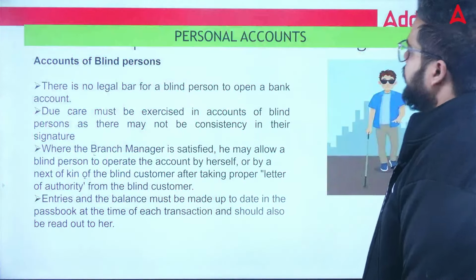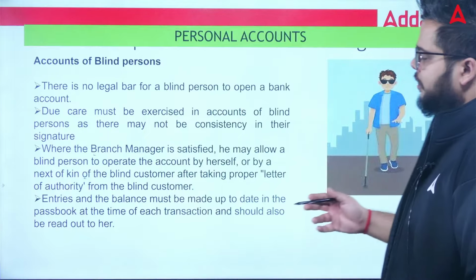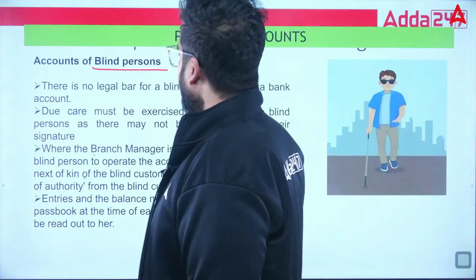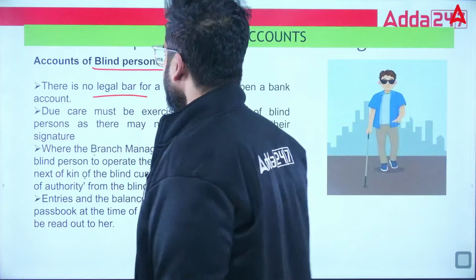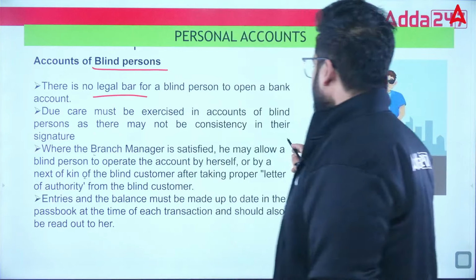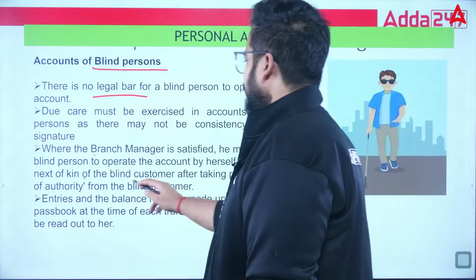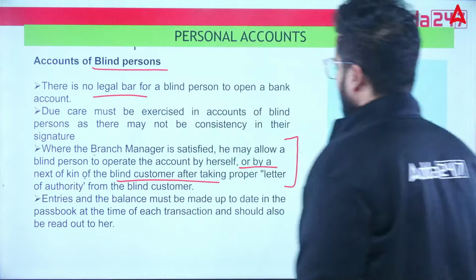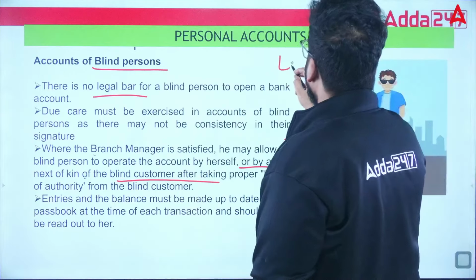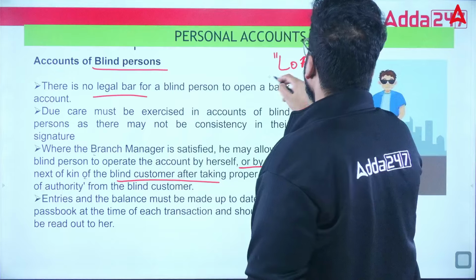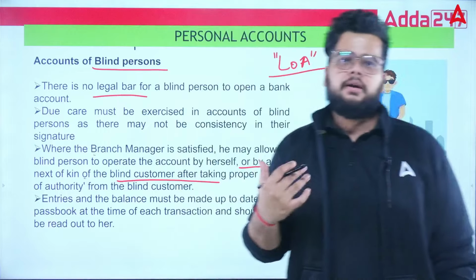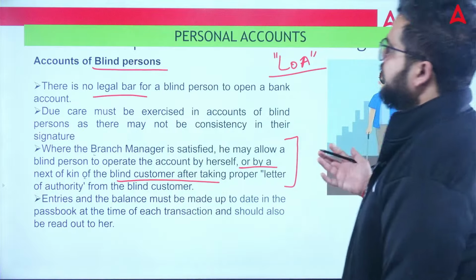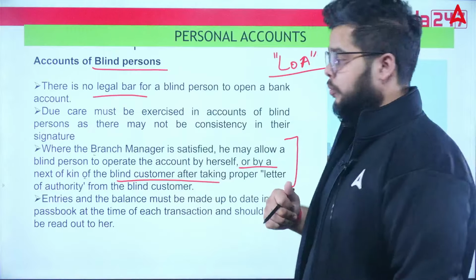Next we have some important personal account aspects. First of all, let's go with the blind person. So blind person can open the account. There is no legal bar for opening the account. When the branch manager is satisfied, he may allow a blind person to operate by herself or by a next of kin of the blind customer after taking the letter of authority. So this question can be asked, that letter of authority is issued under which of the following accounts? So persons having some visual impairment, if they are opening the account, for them LOA is required.